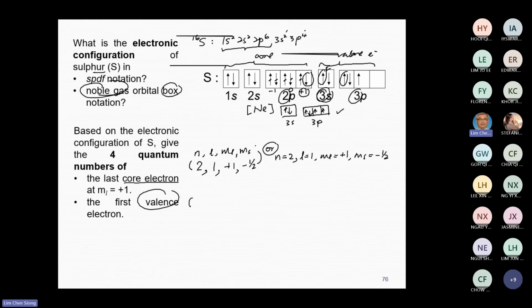Then you can start to write it down. Yes, first one, n is 3. What's the l number? l refers to the s. s is represented by 0. Okay, s is 0, so ml will be 0. Then upper spin, so put positive half. End of the story. Okay, open for question and answer.